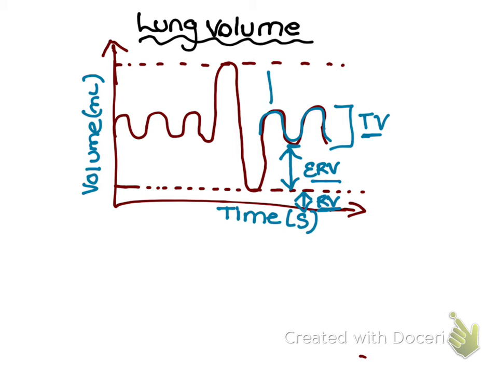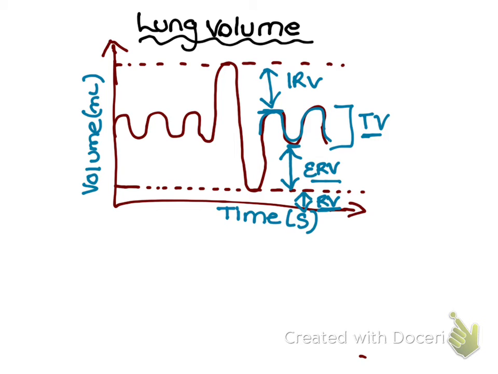Next, let's talk about the inspiratory reserve volume, which is represented by this area. This is the volume of air that can be inspired over and above the resting tidal volume. And this is about 2,500 mils, around that much.